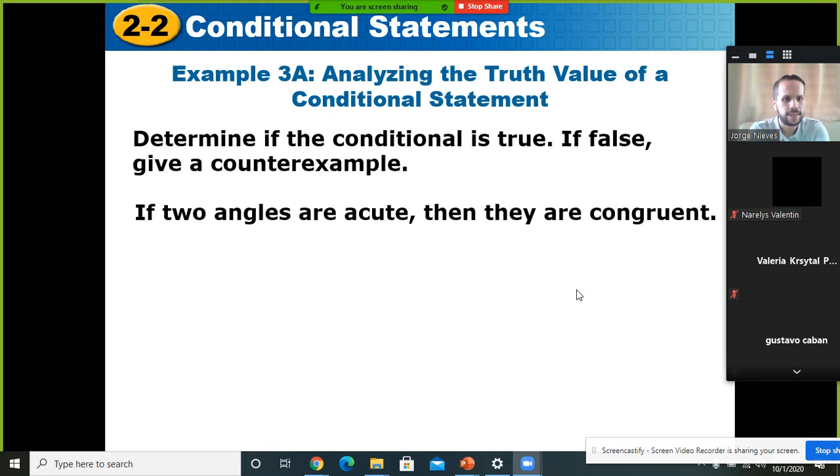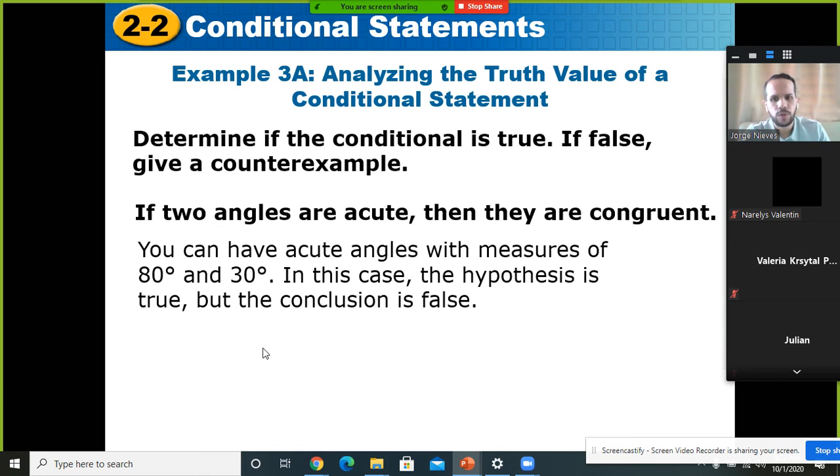Okay. Gracias, Julián. So we can say: if two angles are acute, ¿qué significa eso? Que estos dos ángulos miden menos de 90. Then they are congruent. If two angles are acute, then they are congruent. Vamos a verlo. You can have acute angles with measures of 80 and 30. In this case, the hypothesis is true, but the conclusion is false. ¿Por qué la conclusión es falsa? Porque no siempre son congruentes. ¿Qué significa que son congruentes? What does the word congruent mean? ¿Quién se acuerda?